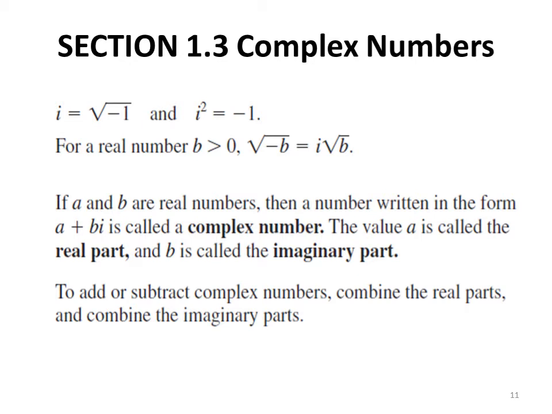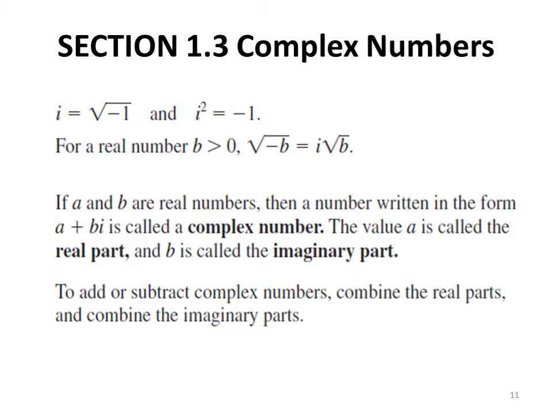Now, the general form of complex numbers: you can write any complex number in this form, a plus bi, where a and b are real numbers.